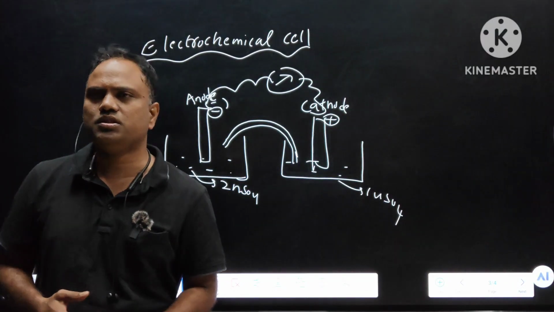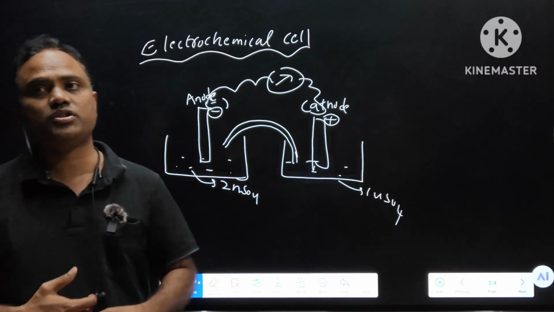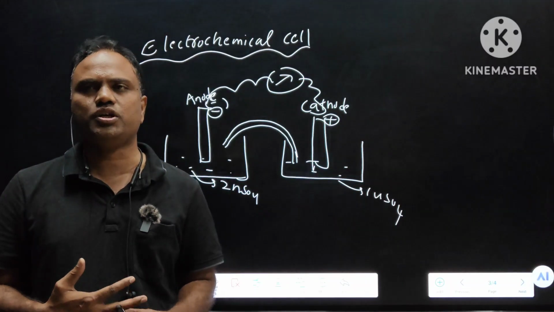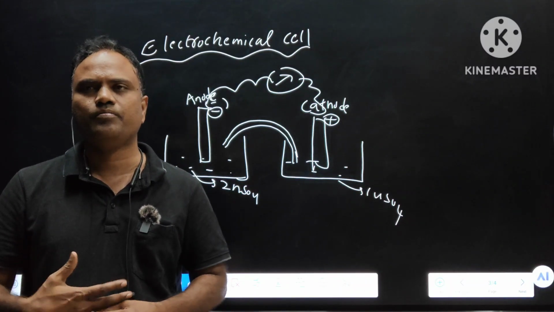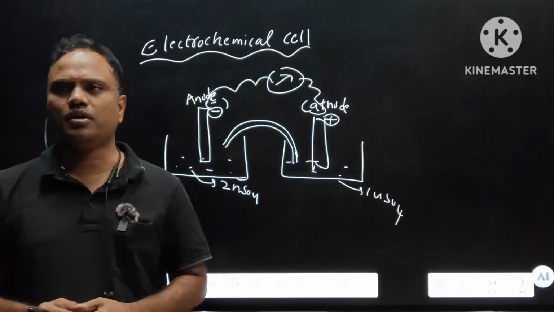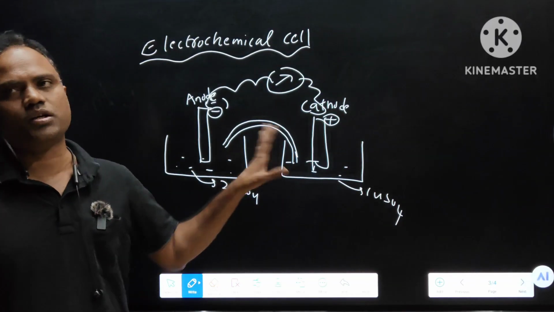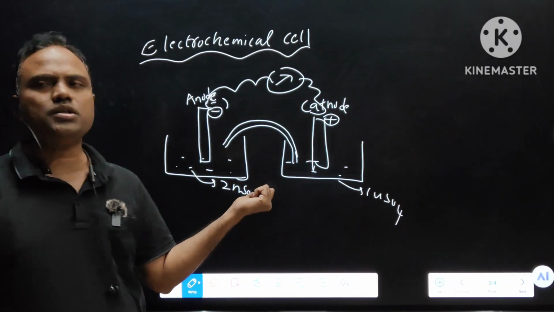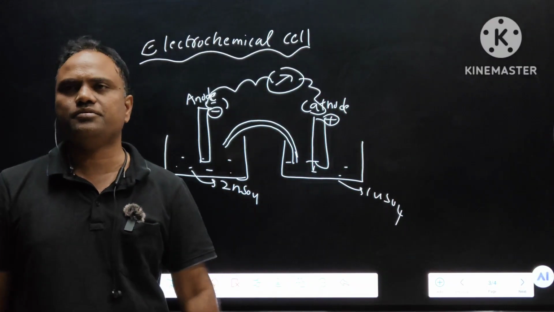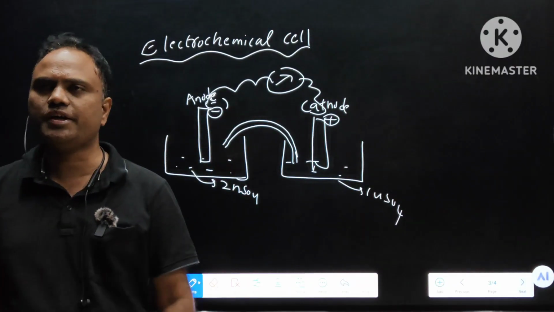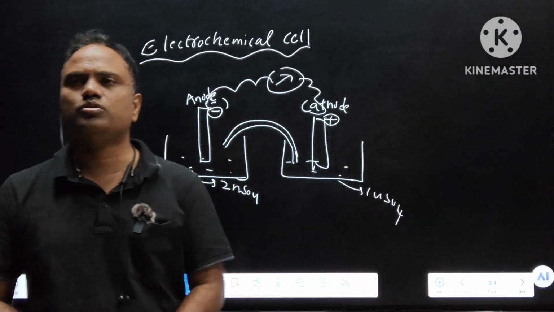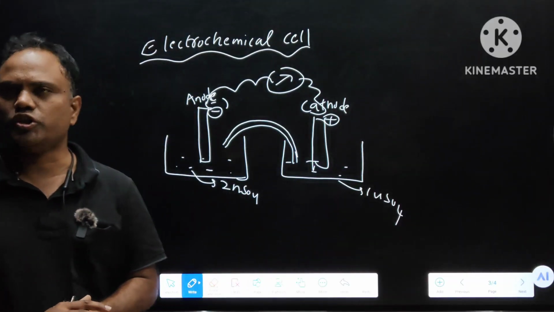And one important major difference, you tell me: in an electrolytic cell, how does energy conversion take place? Which energy converts into which energy? Electrical to chemical. Here chemical energy to electrical energy. When a chemical reaction takes place, current will generate. So chemical energy to electrical energy, right? Now let us start a new topic, electrode potential.